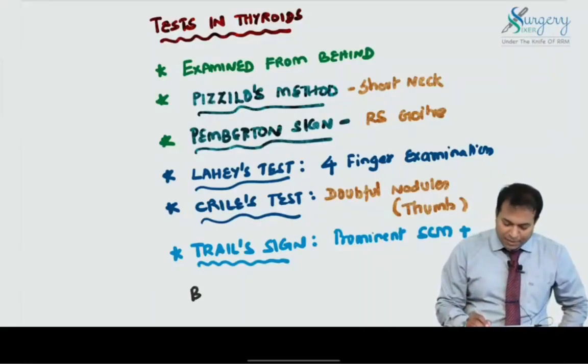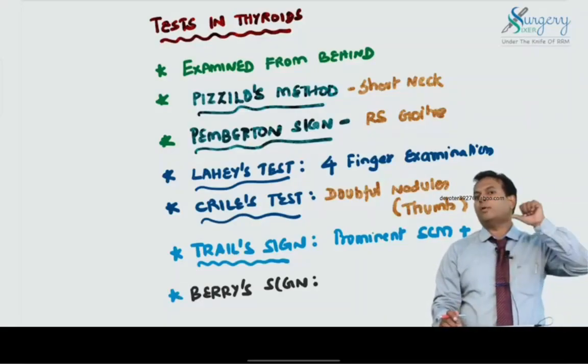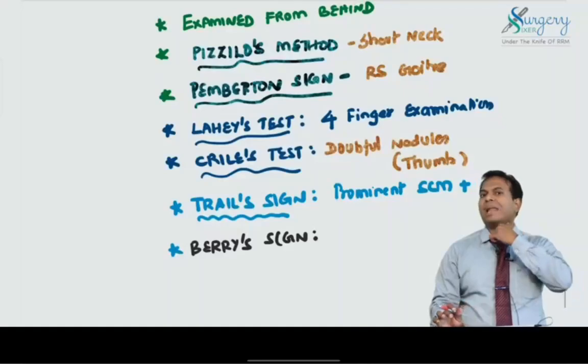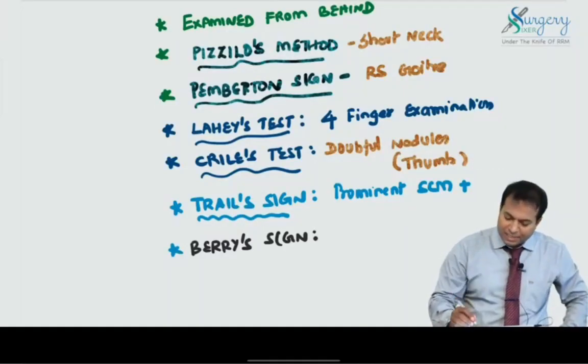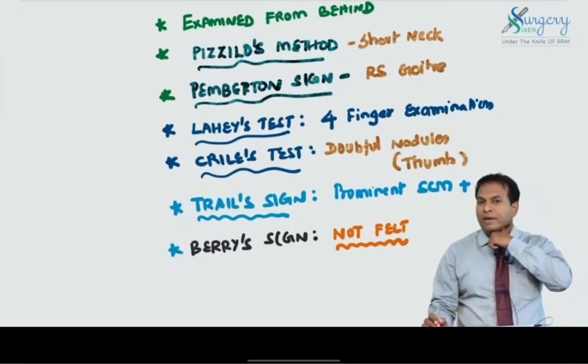And what is Berry sign? Berry sign is testing of the carotid artery against the vertebra. You have to palpate the carotid artery against the vertebra by compressing. You should examine only one side at a time. If the carotid artery pulse is not felt, it is known as Berry sign. Berry sign is when the carotid pulse is not felt against the vertebral transverse process.